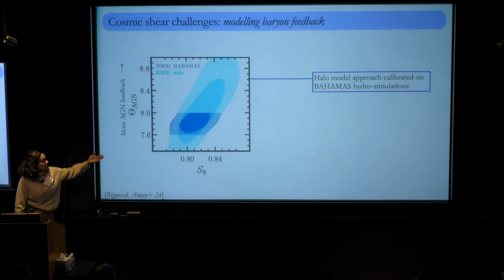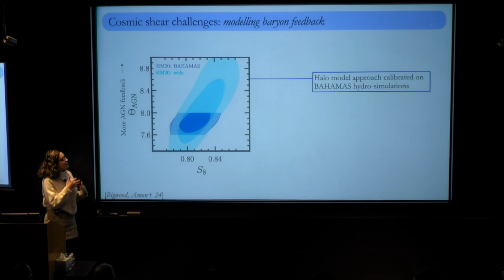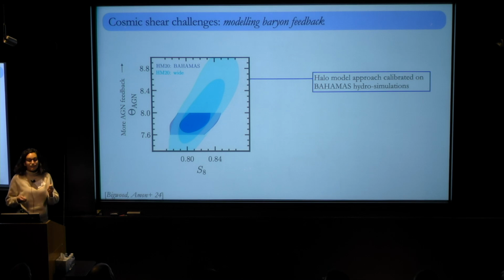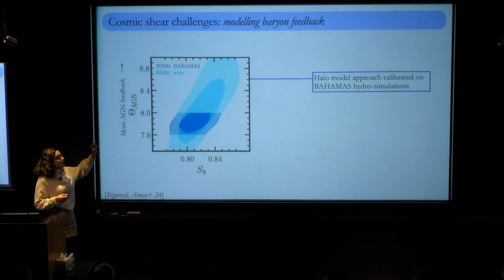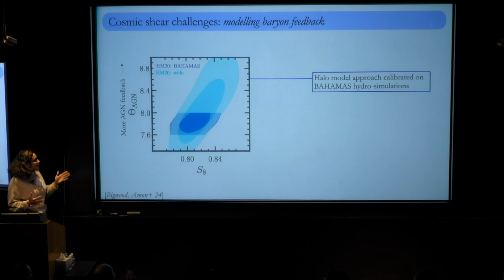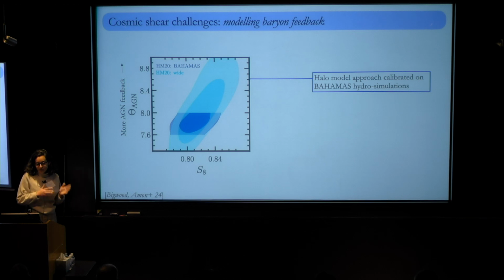Here's a common approach, a newer model that came out since DES year 3, a halo model approach that's calibrated to the BAHAMAS simulations. And you can see that using that simulation as a prior is effectively constraining your S8 value to a specific region of that parameter space. At this point, we really tried to highlight in work I did with Georgia Stafford that if you underestimate your feedback strength, you could be biasing your S8 low.